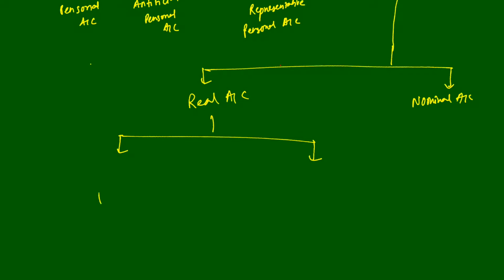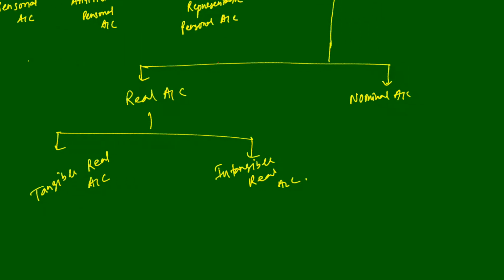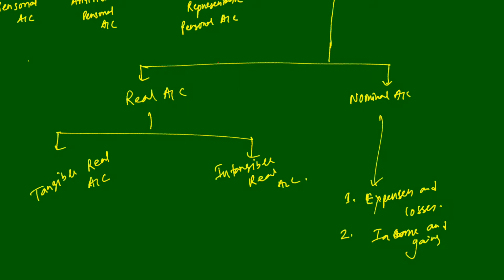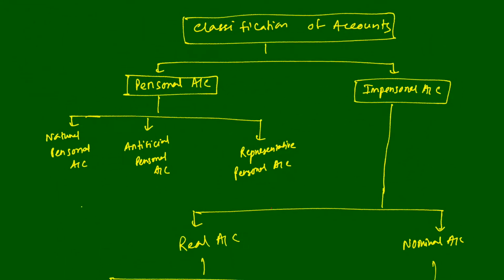Okay, in real account there are two parts. One is tangible real account and another is intangible real account. Okay, in nominal account there will be two parts. One is expenses and losses and number two is income and gains. Okay.